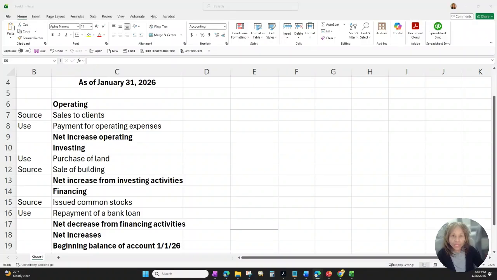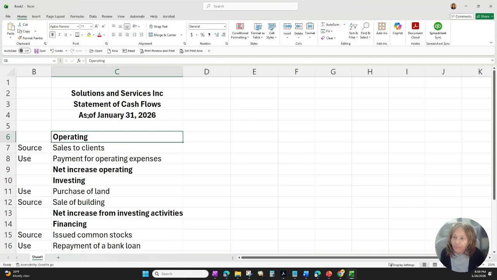Today I'm going to explain the statement of cash flows in a very simple way. This statement is going to be based on the cash basis of accounting. It's a simplified version. The statement of cash flows, contrary to the income statement, the income statement, remember, shows us if the business was profitable or not.